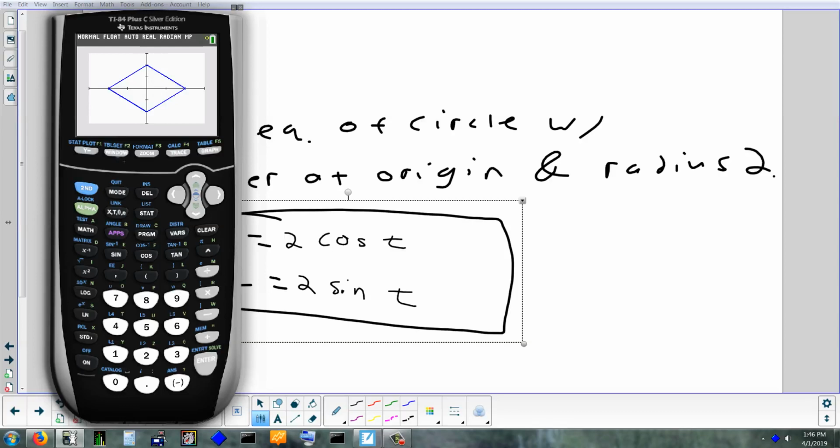Now, so we know what the t-step should be. It should be about 0.1. Let's say you set it to 0.01.